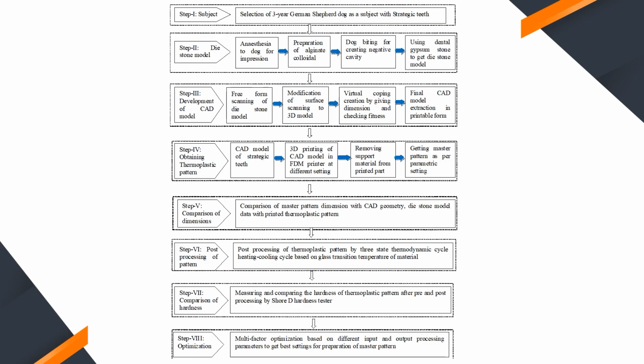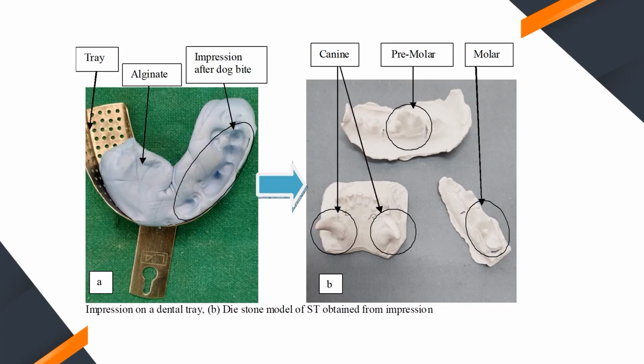In this case, since it is based on the polymer side, the comparison of the master prepared by the thermoplastic based geometry, the die stone and the initial data has been done. Then post processing was done with different heating and cooling cycles, so that the effect of temperature on the change in dimension can be ascertained. Then different properties like hardness and other surface properties were measured, followed by multi-factor optimization. This has been tried in this particular study. You can see on a dental tray, I am putting alginate and taking the impression. This is the impression taken for the canine, this is for the premolar, and this is the molar. As we all know, PM4 and M2 are the strategic teeth.